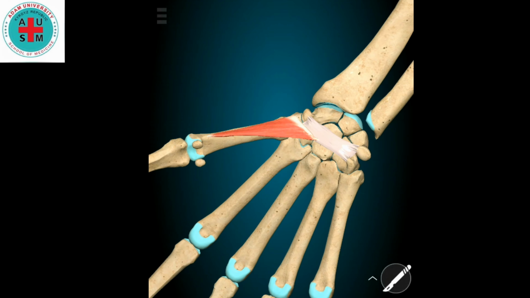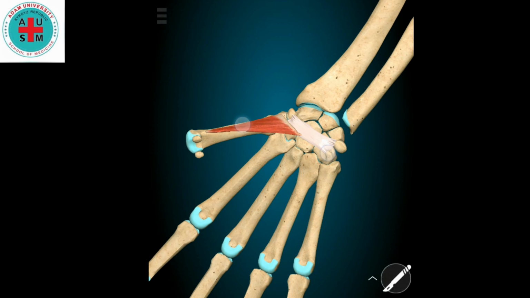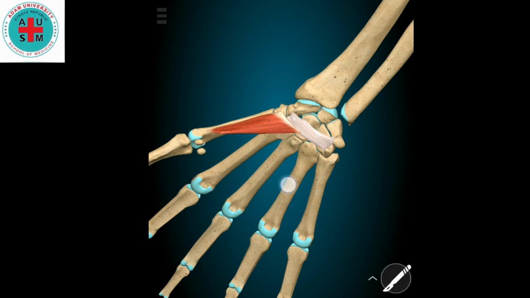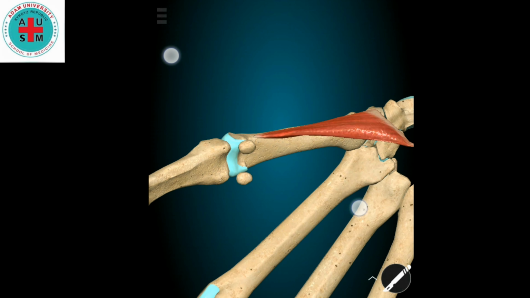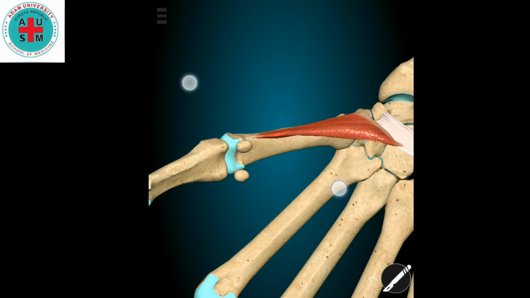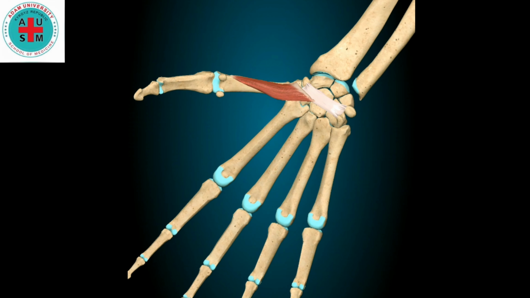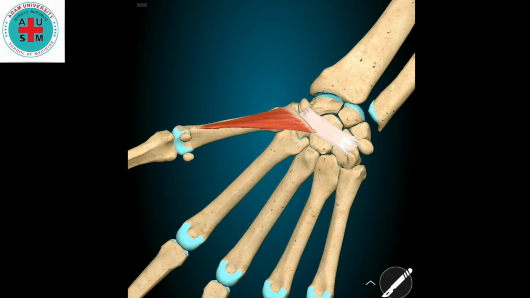And opponens pollicis muscle originates from the flexor retinaculum and also from the crest of the trapezium and is inserted into the metacarpal bone of the thumb. Okay, so this is the insertion of the opponens pollicis muscle. And the opponens pollicis muscle pulls the thumb medially and across the palm. This is the function of the opponens pollicis muscle.